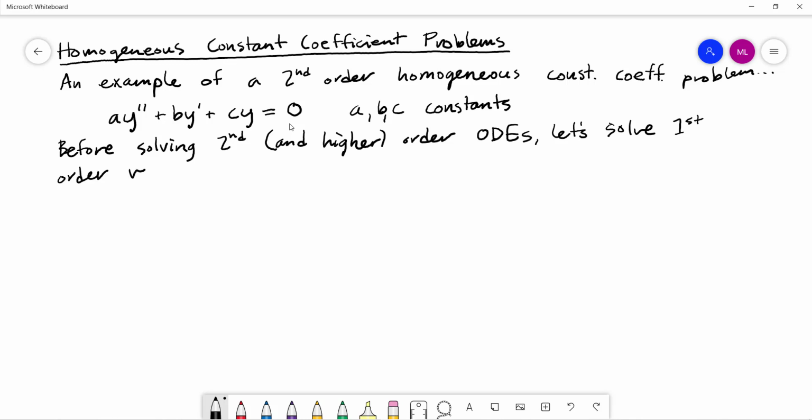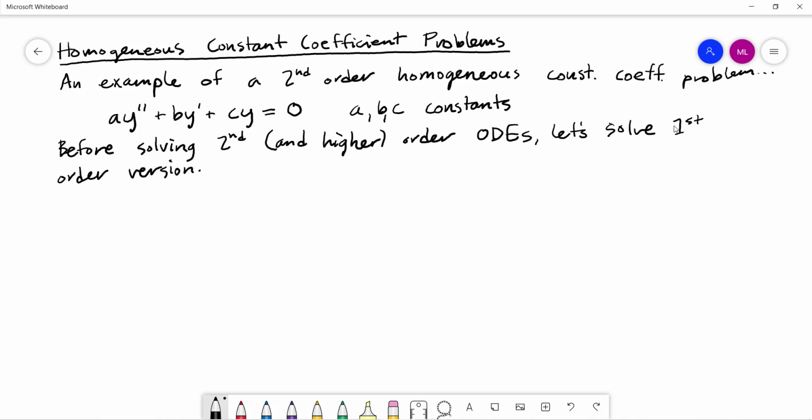And the reason is that if we solve a first order version with the techniques that we already know how to use, we can get some insight into what the solution is going to look like and maybe use that as a guess that we can then use to extrapolate to these higher order problems and solve them. So instead of me just telling you how to solve them, let's motivate how we're going to solve these by solving an equivalent first order version.